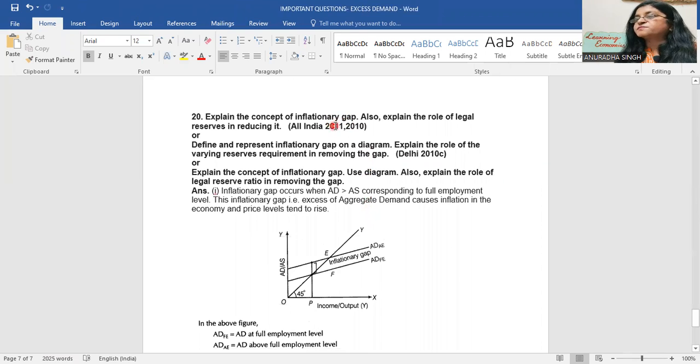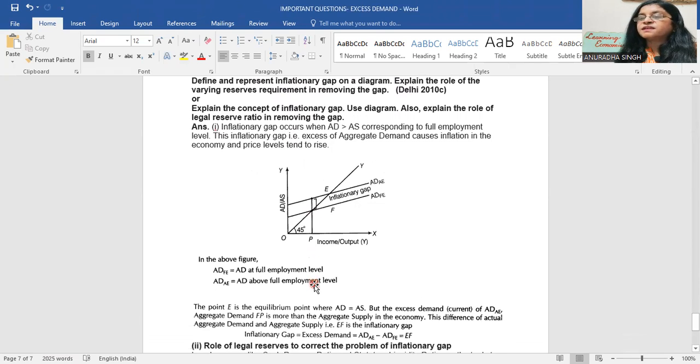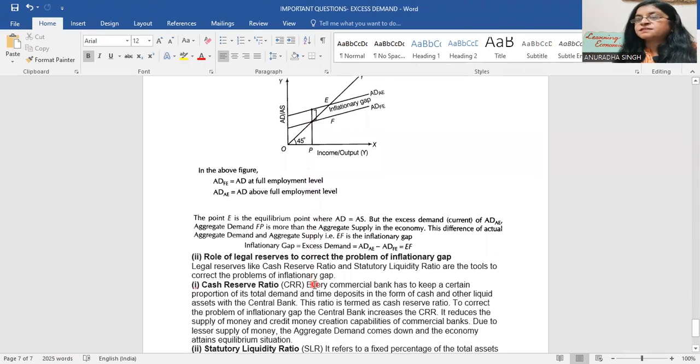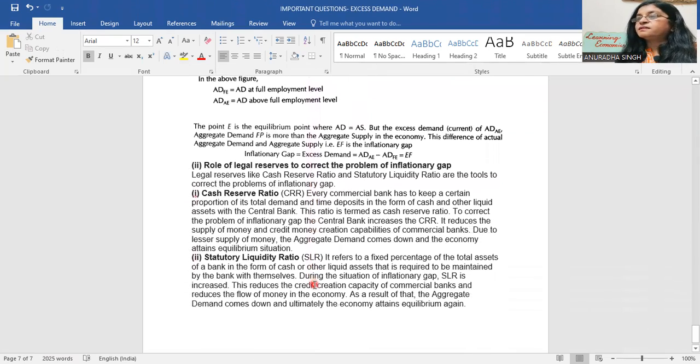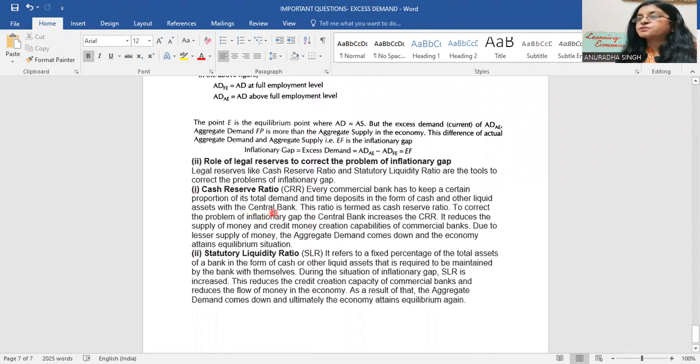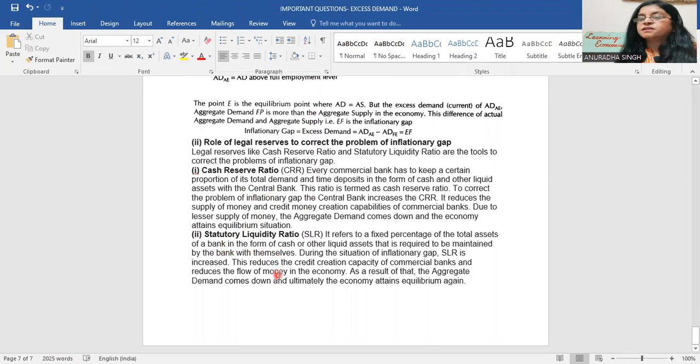And then you have to explain the concept of inflationary gap. You can explain as you have explained in the 3 marks question, it is enough. But then they are asking to explain the role of legal reserves in reducing it. Now when we say legal reserves, we will discuss this, because in legal reserves we have the cash reserve ratio and the statutory liquidity ratio.